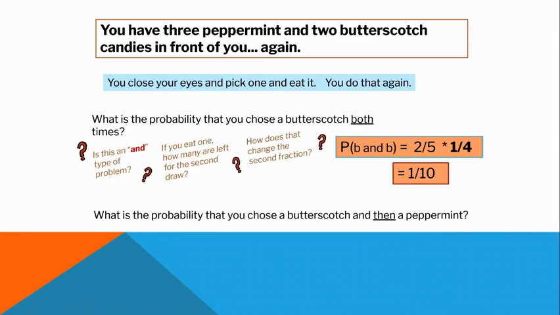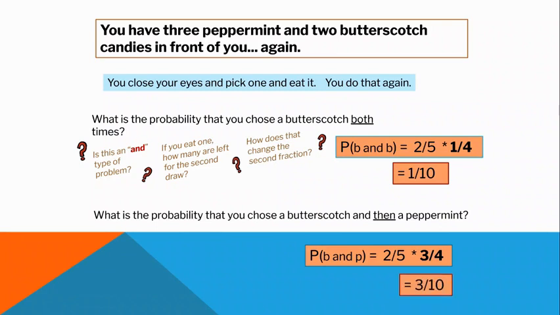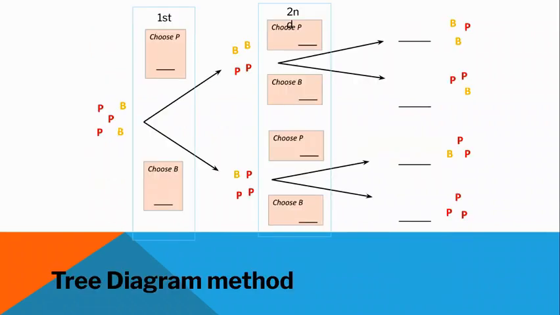What's the probability you choose a butterscotch and then a peppermint? So butterscotch, remember, was 2/5. Peppermint, okay, there's still 3 peppermints, but there's only 4 candies left. So 2/5 times 3/4. And that gives you 3/10. Notice all the fractions are getting reduced, so let your calculator help with that if you want to.